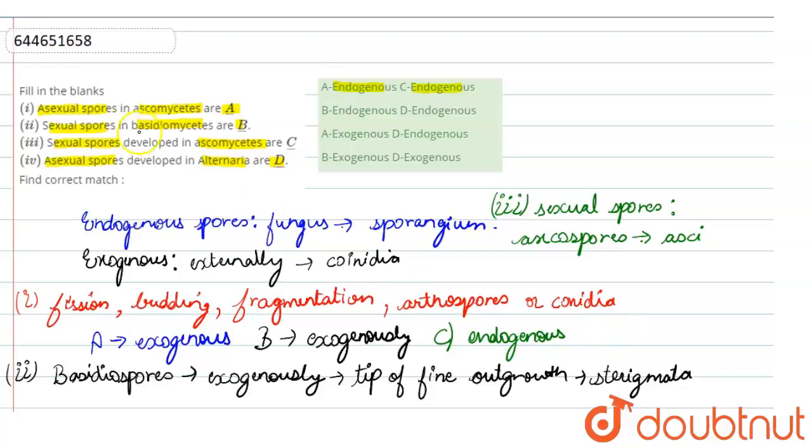Okay, now talking about the last one, which says the fourth one, which says asexual spores developed in Alternaria. So talking about the Alternaria typically found outdoors on the dead plants, and these are the exogenous one. Exogenous. So the D part goes to exogenous. I hope my answer is clear to you.